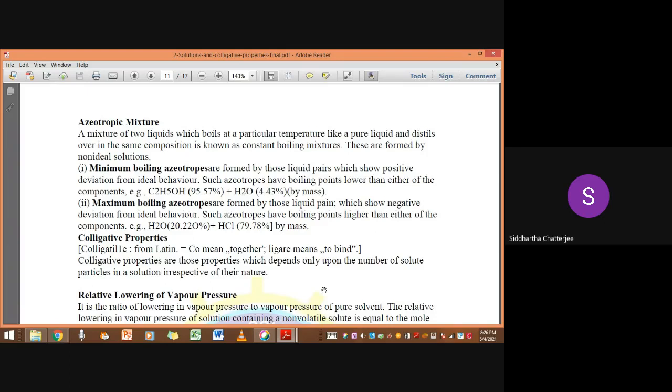Whereas the maximum boiling azeotrope is observed in the case of water and HCl. That means water nearly 20% and HCl nearly 80% or so. Okay, so like that.